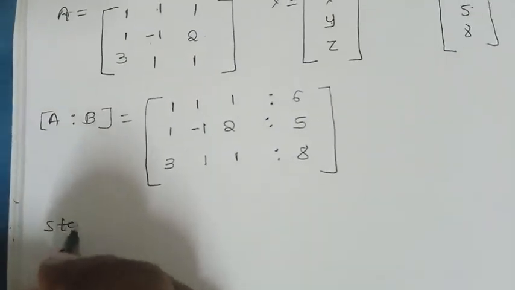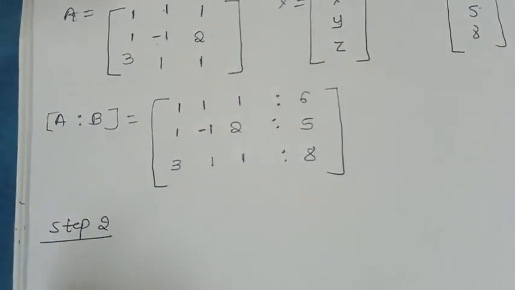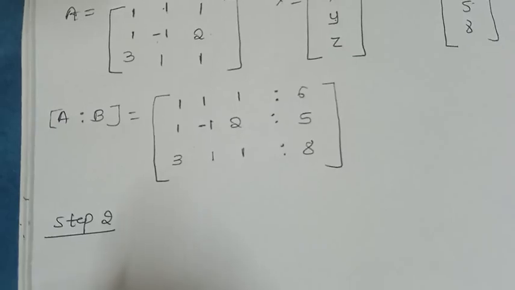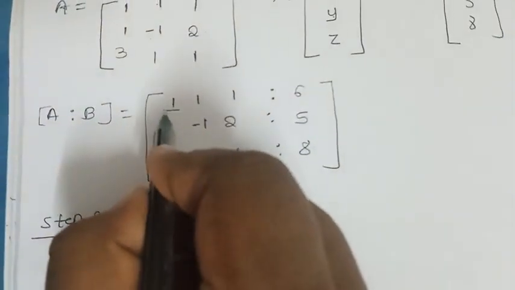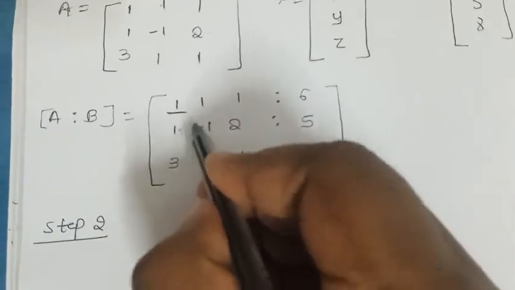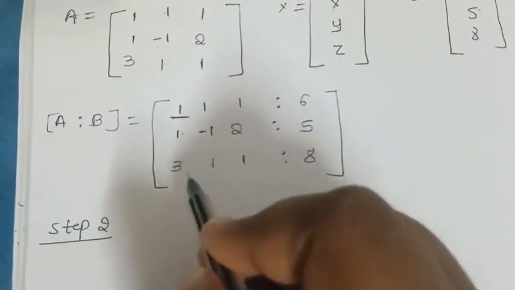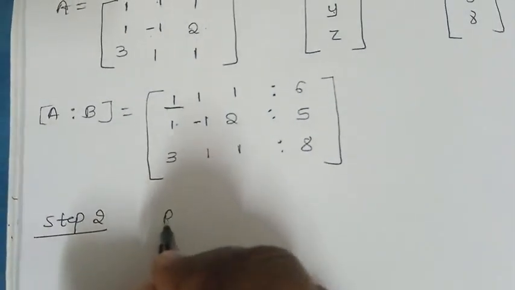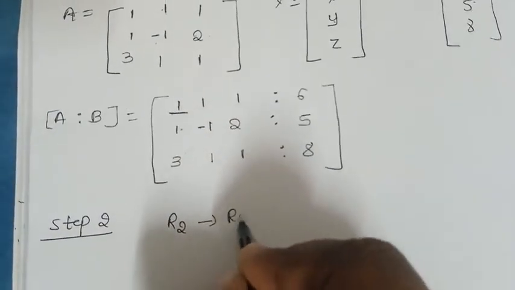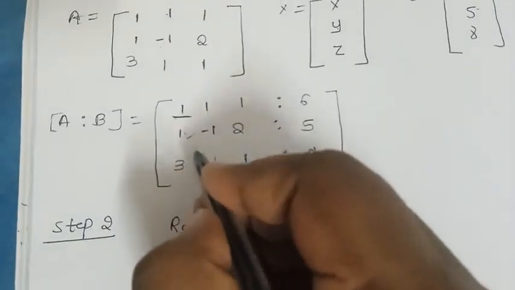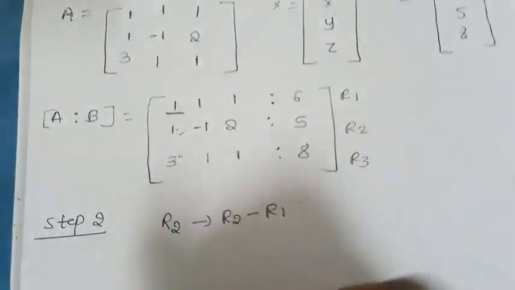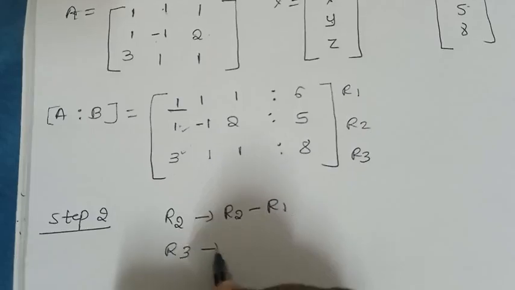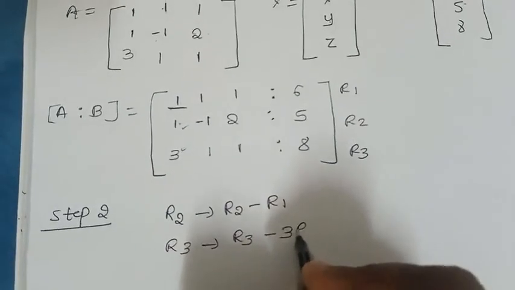Then the next step is step 2. Step 2 is we have to take the pivot element, then we have to eliminate the first column below the first pivot. So here our first pivot element is 1. So we have to make these elements 0. This is our goal. So for that we have to apply some row operations. Row operations are R2 tends to R2 minus R1, because we want this and this as 0. This is our R1, R2, R3. Then R3 tends to R3 minus 3R1.